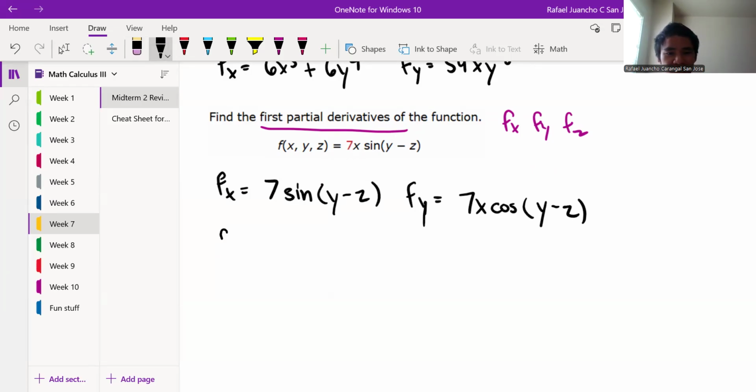Then lastly, I do f sub z. Here again, I just do the same thing. z is the variable, everything else is numbers, 7x. Take the chain rule. And then here we have a negative. y is a number, x is a number, that's 0, and then minus 7x cosine of y minus z. And there we have it. Then we have some stuff again and again.